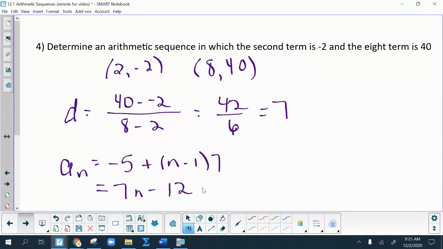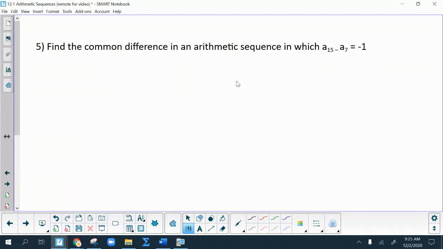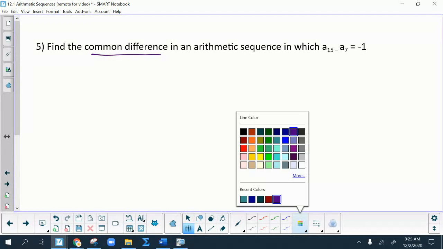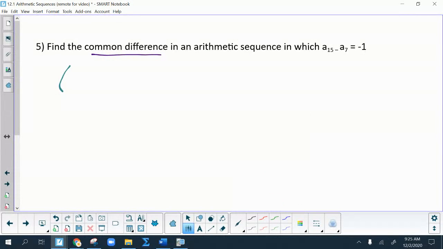Okay. I believe this is our last problem. This one says find the common difference in an arithmetic sequence in which the 15th term minus the 7th term is negative 1. So I'm going to write this down a different way so we can hopefully make sense out of it. So we know that the 15th term is when n is 15, and I don't know the answer to that. Oops. So I'm just going to write a sub 15 here. And I have a 7th term, and I don't know it, so I'm going to say a sub 7.